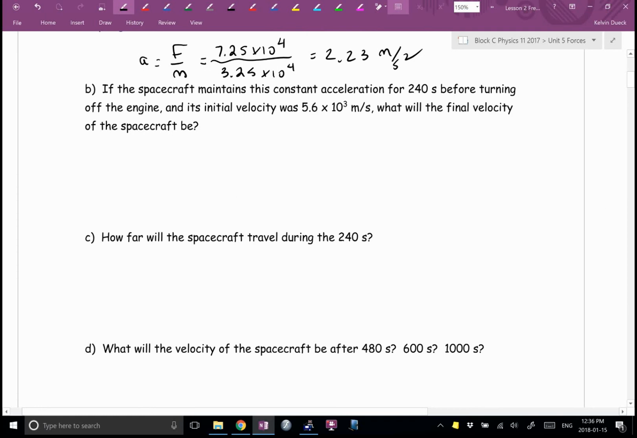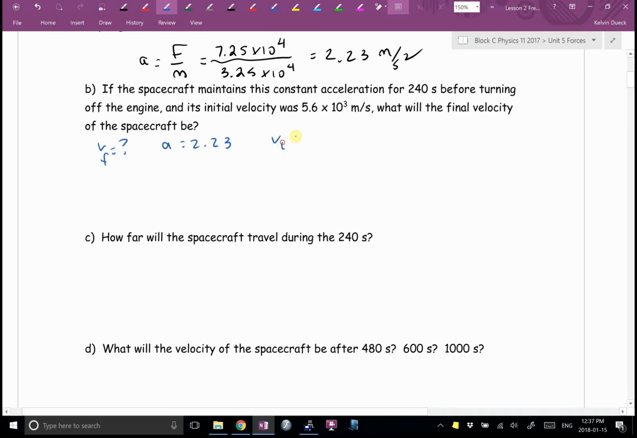Suppose the spacecraft maintains this acceleration for 240 seconds before shutting off the engine. And it starts out with an initial velocity of 5.6 times 10 to the third. What will the final velocity be? Maggie, what's this question asking me to find? Okay, we can again use our approach from the beginning of the year before Christmas, so we can say, VF equals? We just found acceleration, so I'll drop it down. What's that? 5.6 times 10 to the 3?